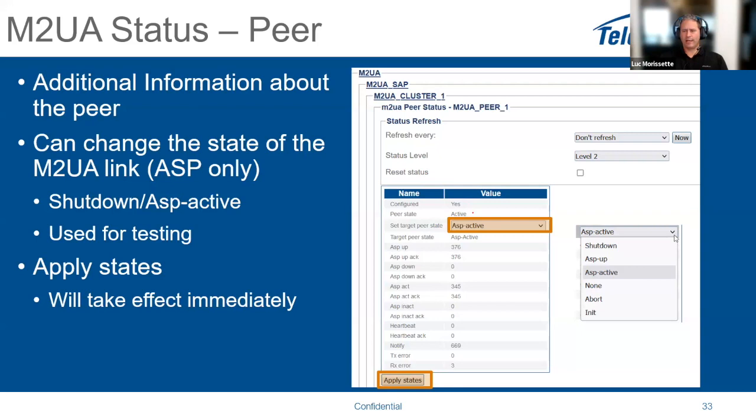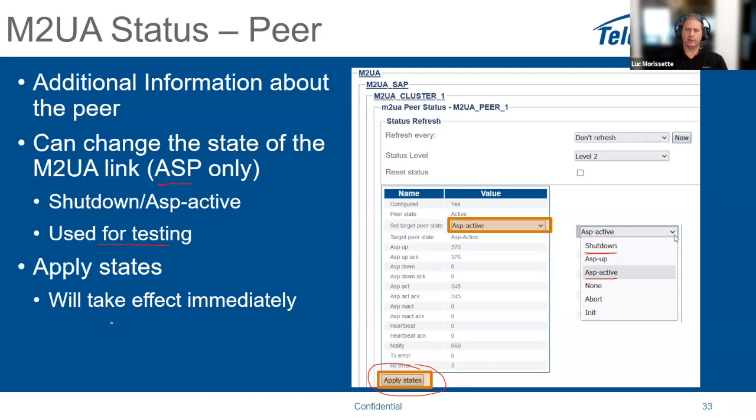Then, particularly for testing, you can change the target peer state. You can do this only if you're in ASP mode, and then you can change here from shutdown, or the default mode, which is ASP active. So you can say, I want to shut down this link. You can do apply states here. When you do apply states, it takes effect immediately.